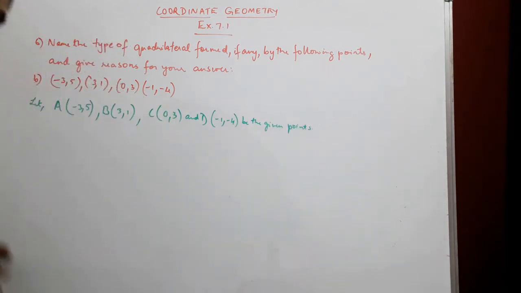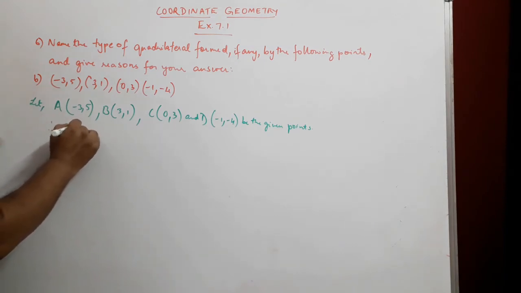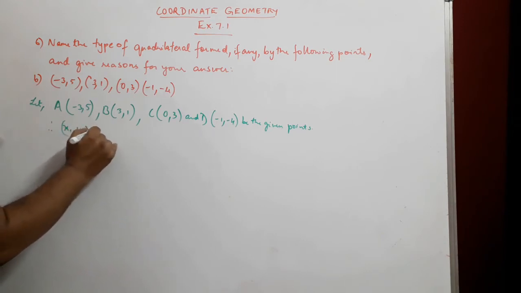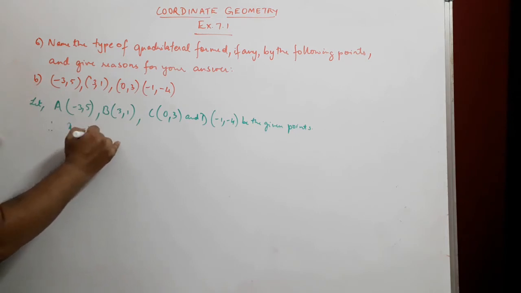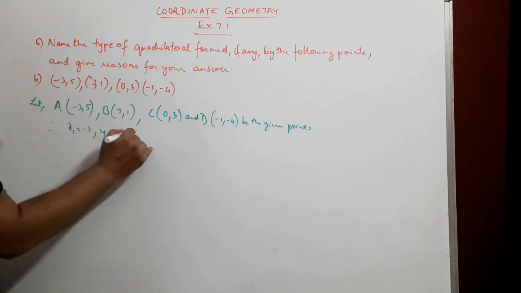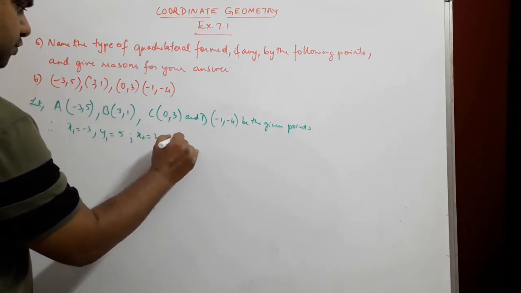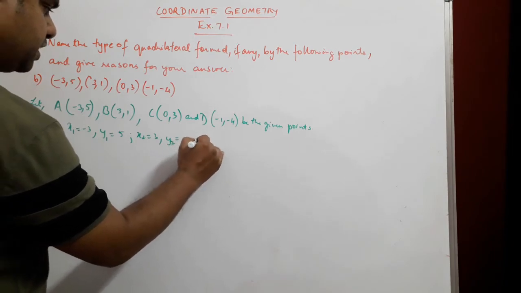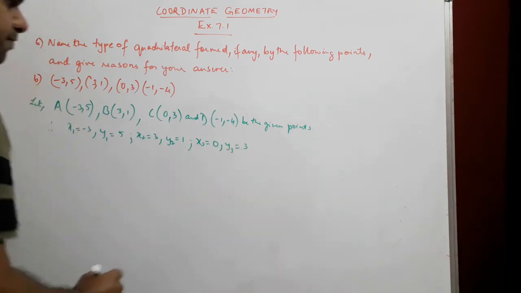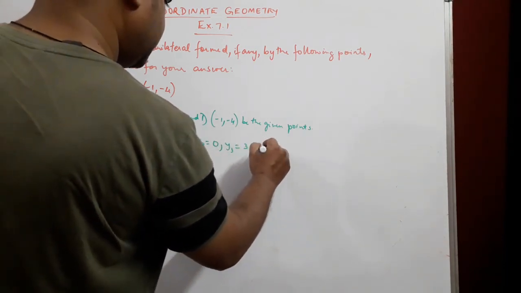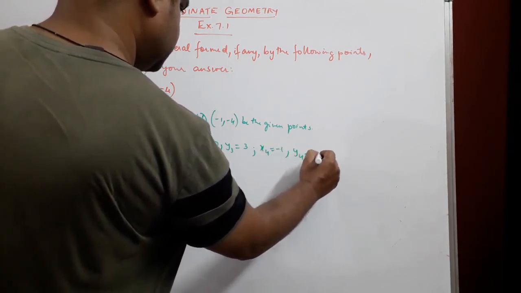Next, take x1, y1. Or we just say x1 equal to -3, y1 equal to 5, x2 equal to 3, y2 equal to 1, x3 equal to 0, y3 equal to 3, and x4 equal to -1 and y4 equal to -4.